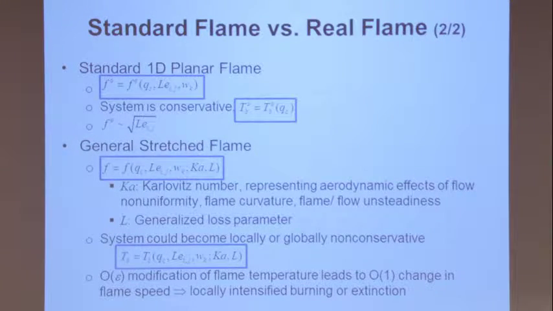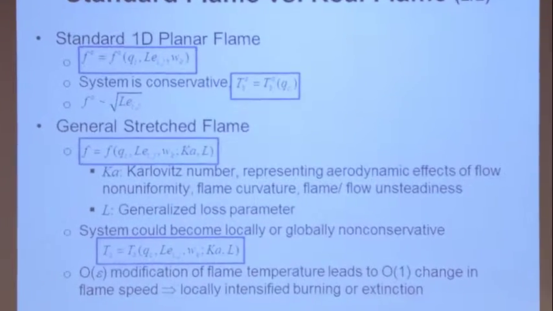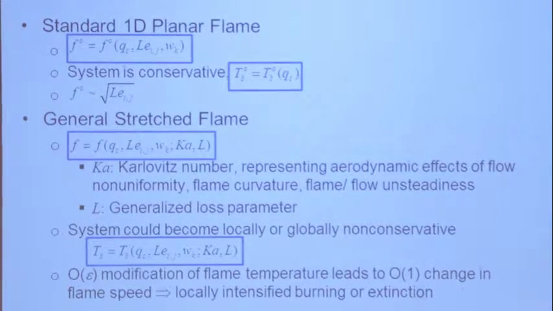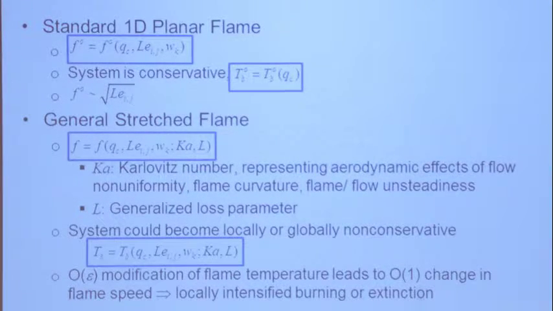A general stretch flame, as I said, again depends on this parameter, flame speed. In addition, it depends on two more. One is the loss parameter, which I just covered last hour. Another one is what's called the Karlovitz number. I'm going to define it for you. The Karlovitz number represents the aerodynamic effects of flow non-uniformity, flame curvature, flame flow unsteadiness, everything under the sun, grouped into a single parameter. That's the beauty of it.